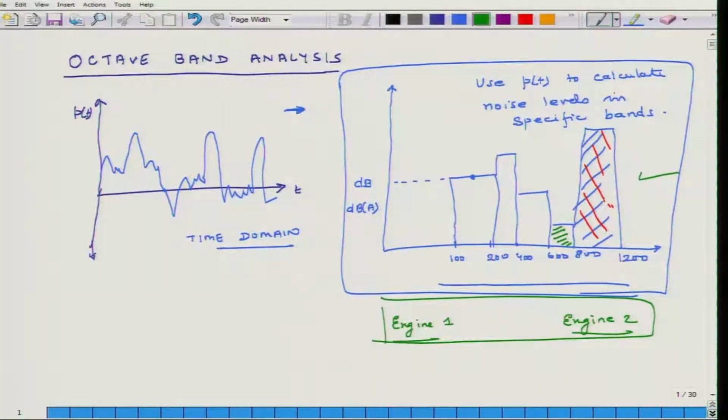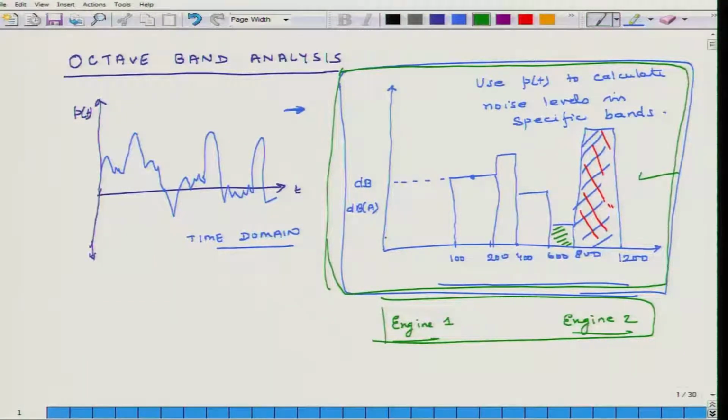So, these types of plots are very frequently used, and if you are an expert in noise, this is what is expected of you as a noise engineer, to produce plots like these. Now, there is a special type of plots of this type, and they are known as octave band plots.